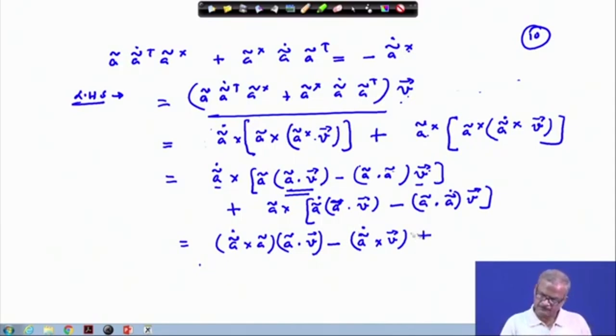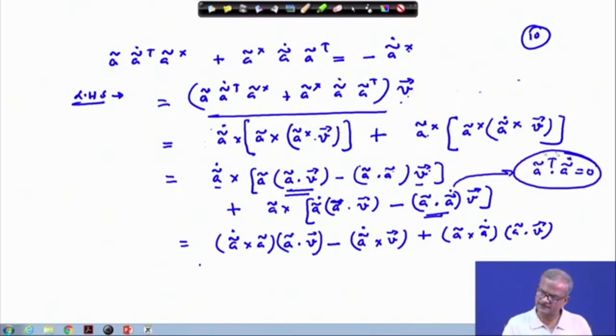plus again we have to break here in this place. So, A tilde cross A tilde dot, okay, this and this we have taken here in this place. This quantity is nothing but A tilde transpose times A tilde dot. So this quantity is 0, already we have observed it, okay. So this part gets reduced to 0 and this is what we have here. These are the three parts we are having.